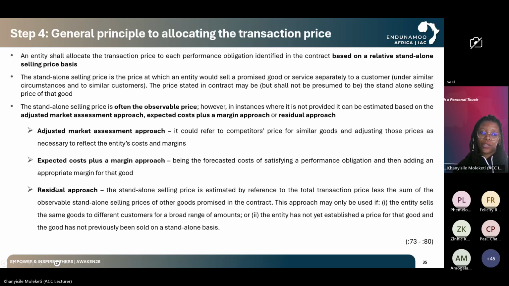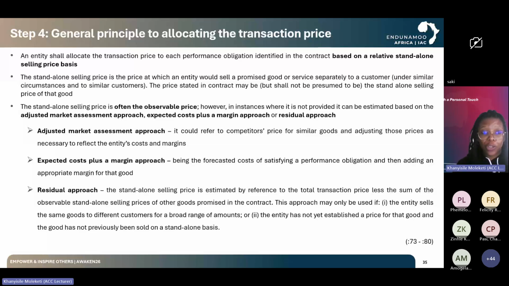Okay. So if in our contract we've got 3 POs, we can only use a residual approach for 1. This would only be used if you typically sell this good at lots of different prices. So it's very hard to estimate one standalone selling price, because sometimes it's 5 Rand, sometimes it's 20, sometimes 30, sometimes 15. It's all over the place, so it's a broad range. Or you don't have an actual price listing yet. So then we use a residual.